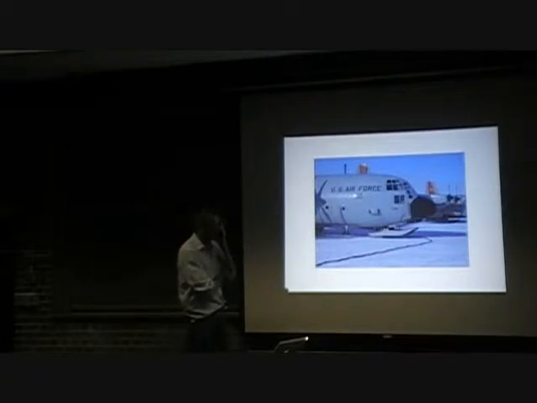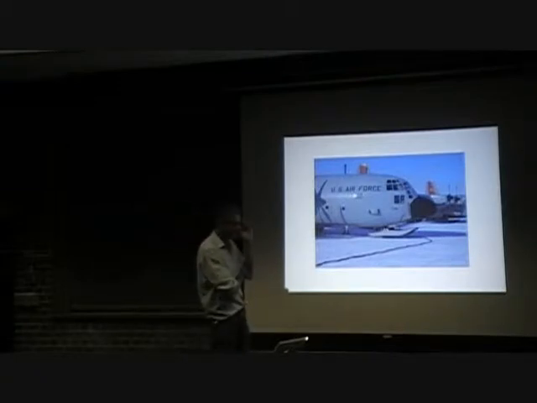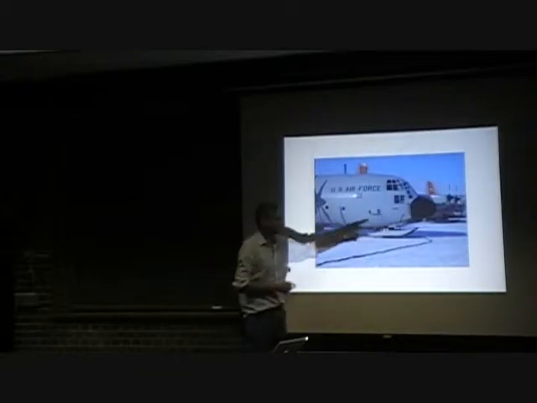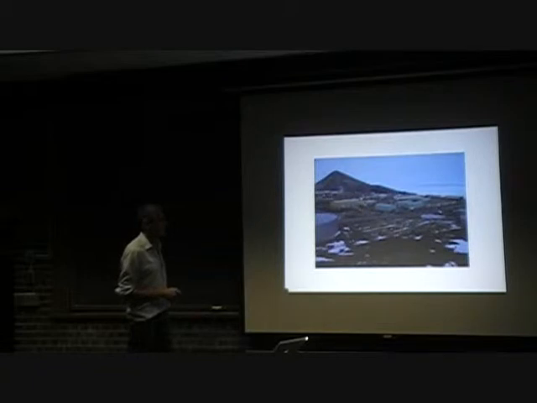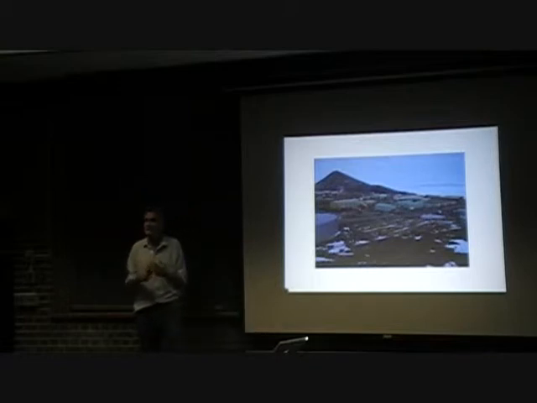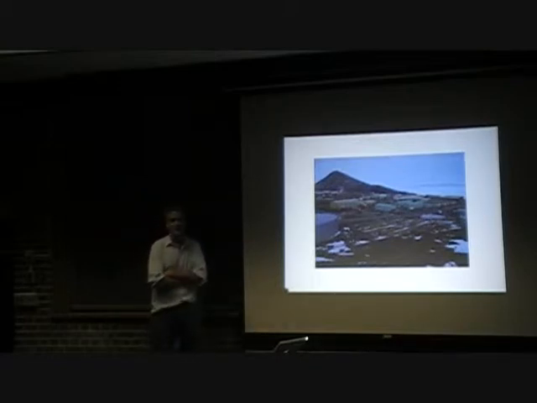So I'll quickly tell you how we get to the Antarctic. You fly from Christchurch, New Zealand, on Air Force planes, like for example these C-130s with skis in front, and land on snow. We go to McMurdo Station, which is a huge base. In the summertime, which is November, December, and January, there will be 1,000 people at this base. 1,000 people in Antarctica.